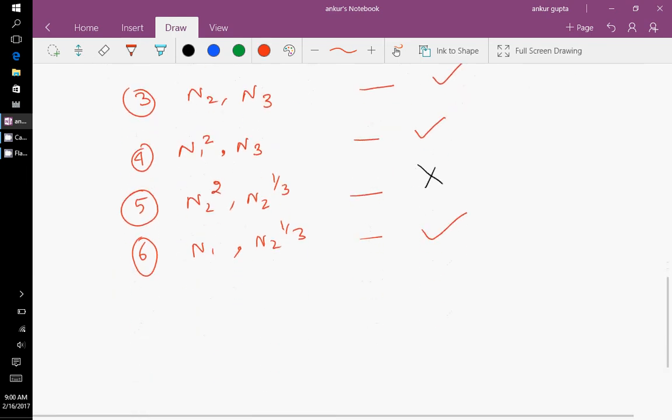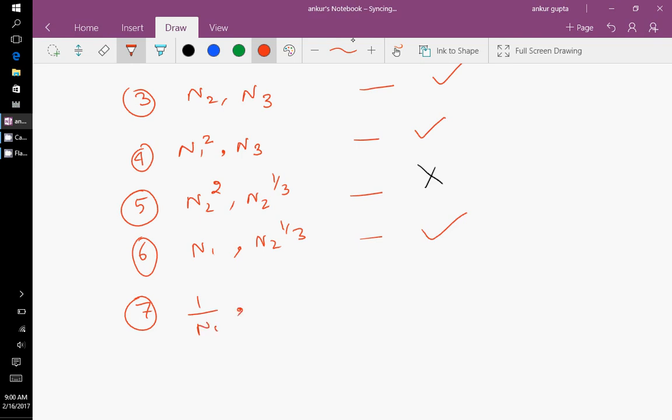Now let me also have something here which sometimes students get confused. What about 1 by n1 and n2? This is just an extension of what we have been discussing. 1 by n1 will have the same variables as n1, and the variables in n1 are different from variables in n2, like we have discussed before. So this is also allowed.